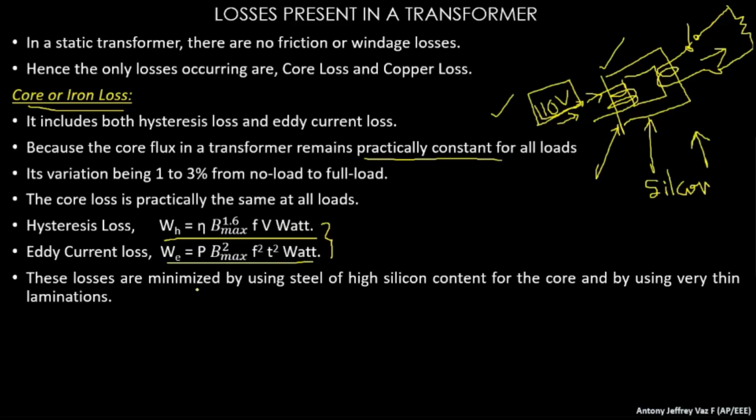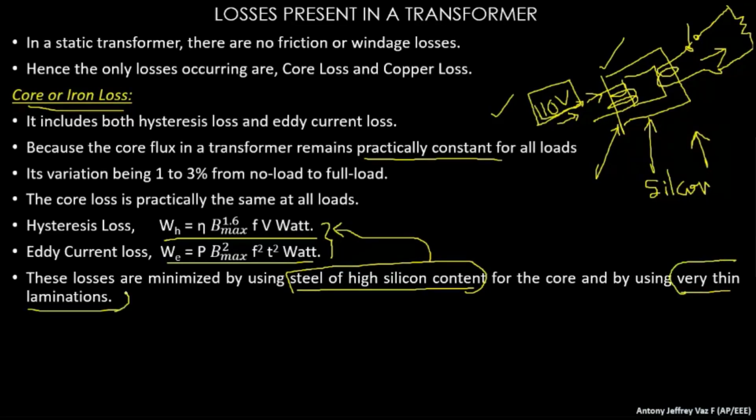These losses are minimized by using steel of high silicon content for the core and by using very thin laminations for eddy current loss. To minimize hysteresis loss, you should use steel of high silicon content. Similarly, to minimize the eddy current loss, you need to use very thin laminations. By following these two precautionary methods, you can minimize hysteresis as well as eddy current losses.